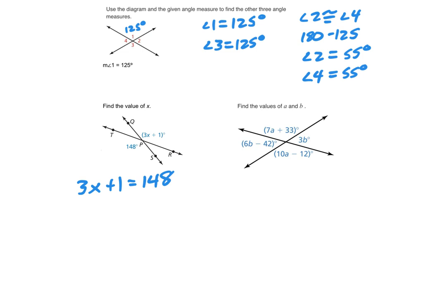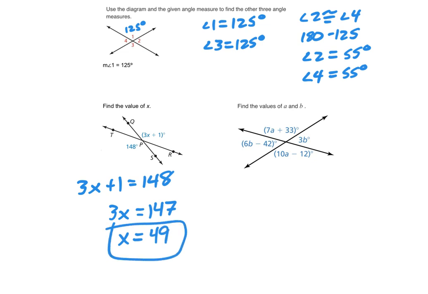So once we have the equation set up, now we just got to solve, right? So now it's just getting x by itself. So we're going to subtract 1 and divide by 3. X equals 49.